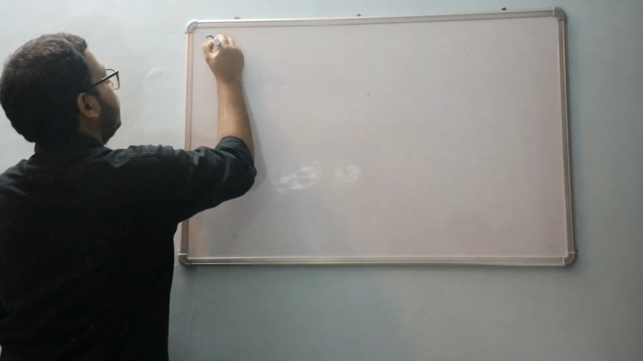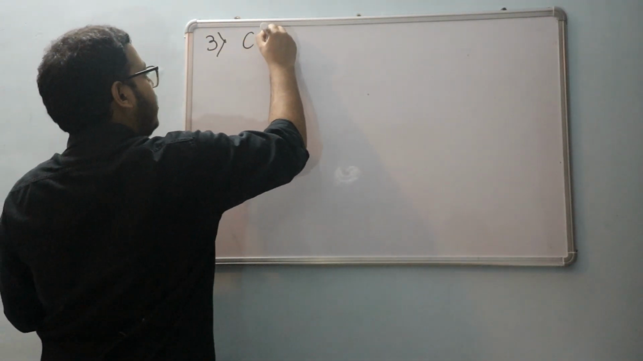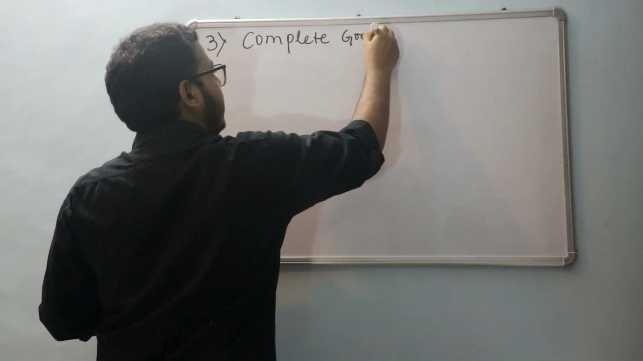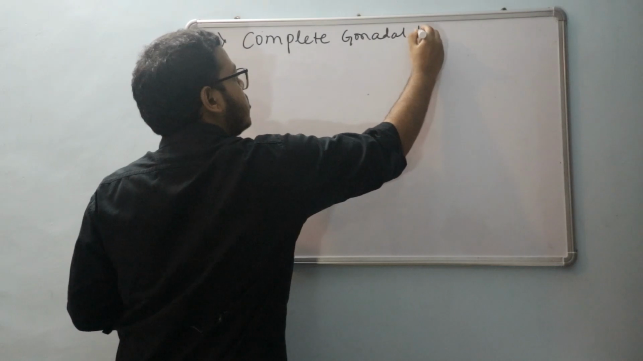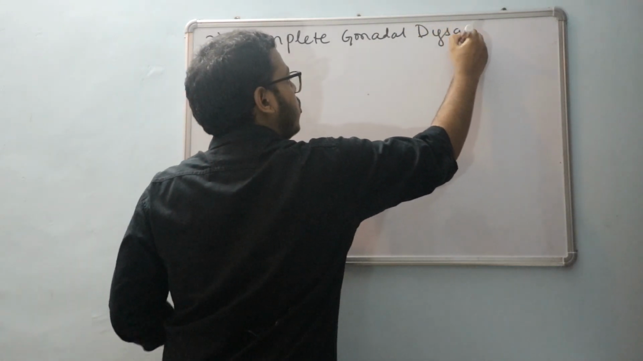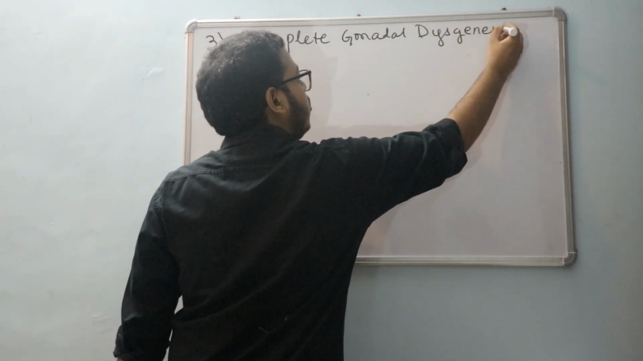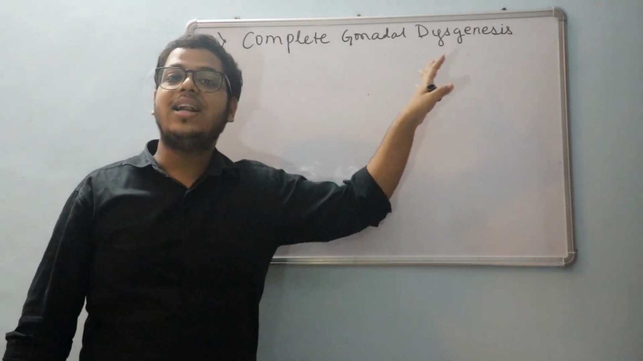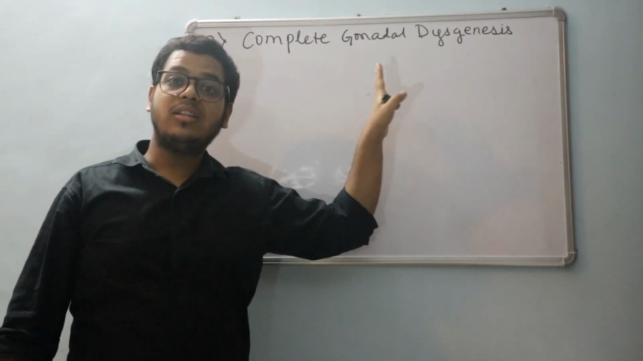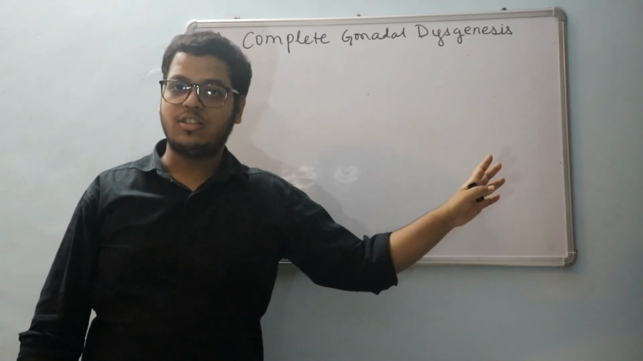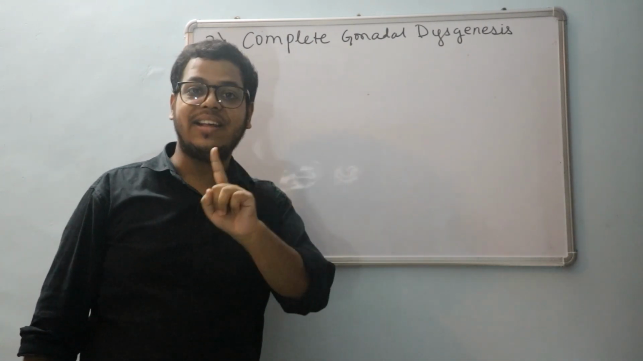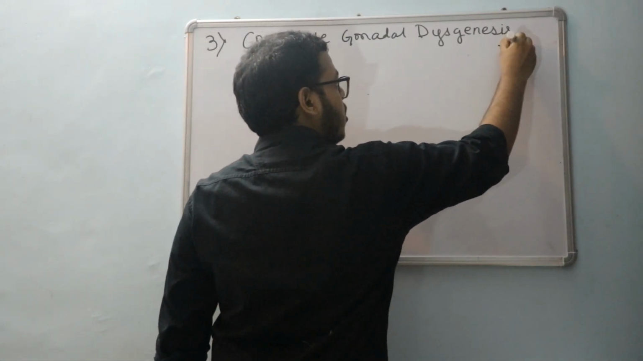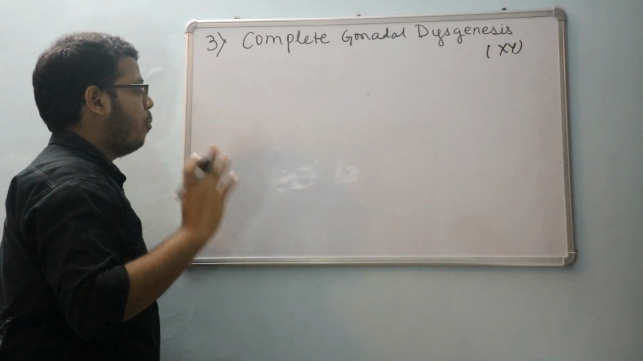So the third one is complete gonadal dysgenesis. What happens is that the gonads are not properly developed, and in this case we have the testes as the gonads, but they are not properly developed. So this is also 46,XY DSD. The testes are not properly developed.